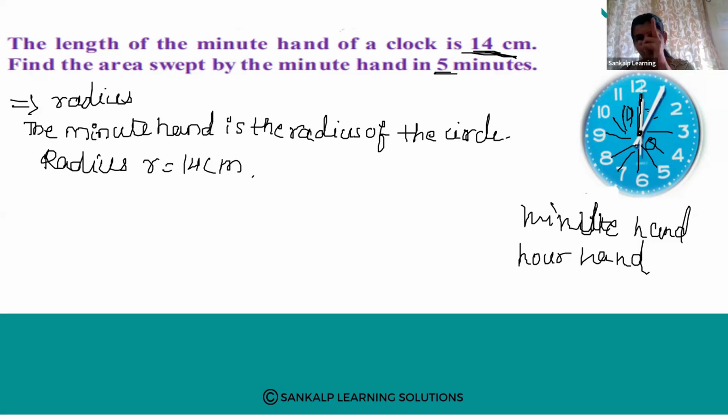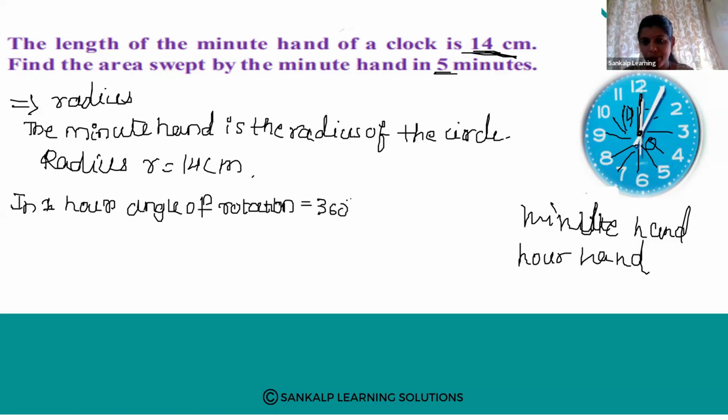That means full rotation, that is the total angle of the circle, 360 degree, right? So in 1 hour, the angle of rotation is 360 degree, because the full circle has an angle of 360 degree. So for 1 hour to pass, one complete rotation must happen. So this is 360 degree.